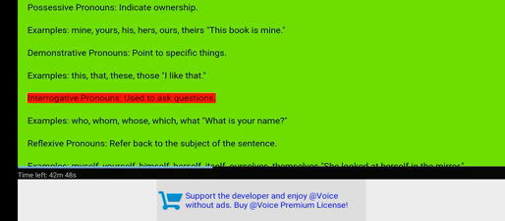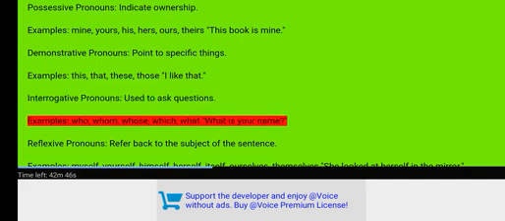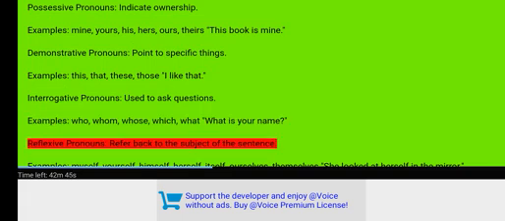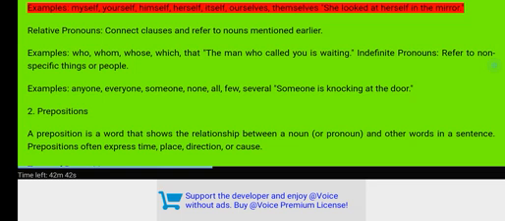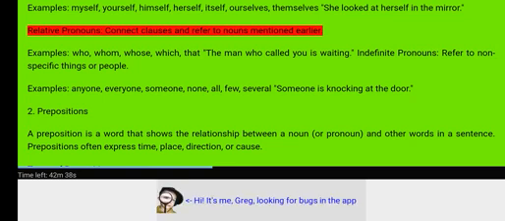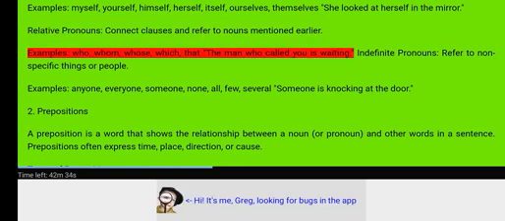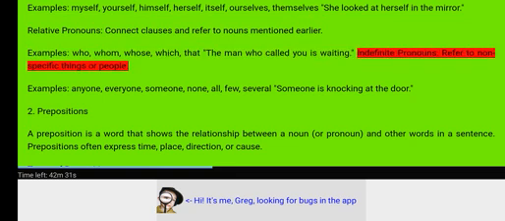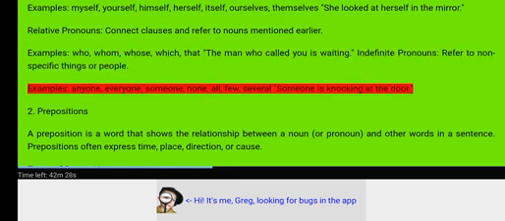Interrogative pronouns are used to ask questions. Examples: who, whom, whose, which. What is your name? Reflexive pronouns refer back to the subject of the sentence. Examples: myself, yourself, himself, herself, itself, ourselves, themselves. She looked at herself in the mirror. Relative pronouns connect clauses and refer to nouns mentioned earlier. Examples: who, whom, whose, which, that. The man who called you was waiting. Indefinite pronouns refer to non-specific things or people. Examples: anyone, everyone, someone, none, all, few, several. Someone is knocking at the door.